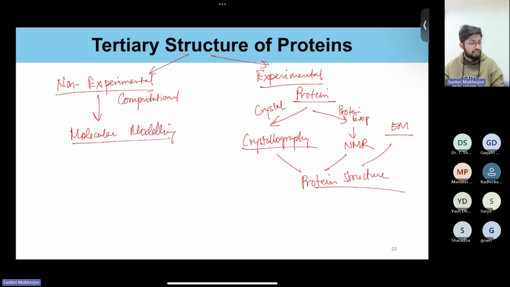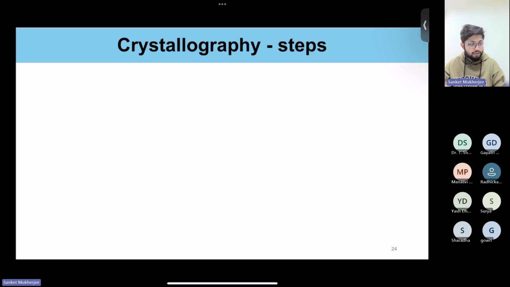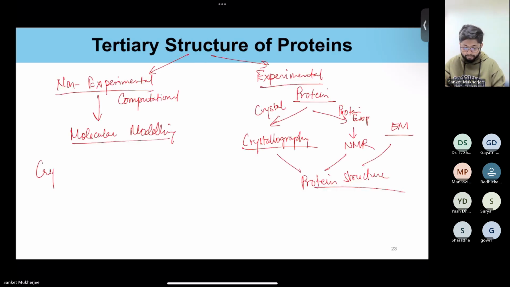So we'll talk about each and every method. So talking about crystallography, it's a very high resolution microscopy.